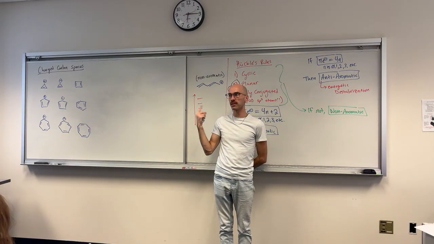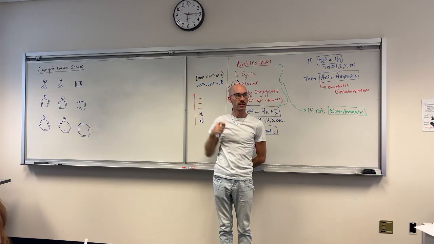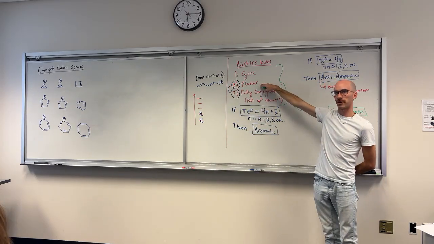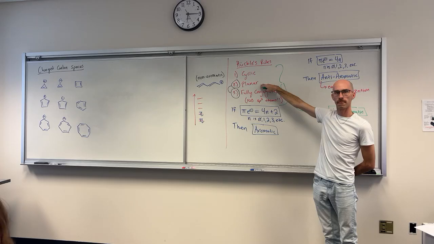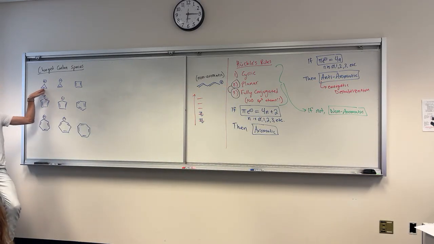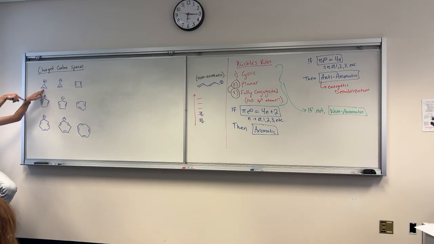Can we agree that all of these structures are cyclic? So rule number 1 from Huckel's rules is met. Can we say which of these are planar? How about cyclopropenyl? Cyclopropene, but it's a cation, so it's the cyclopropenyl cation. Planar? Yeah. It is forced to be planar. It has no choice. In order to have that bond angle in that 3-membered ring, it must be planar.